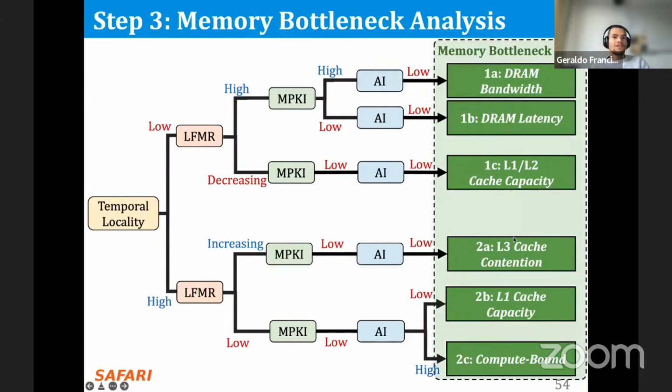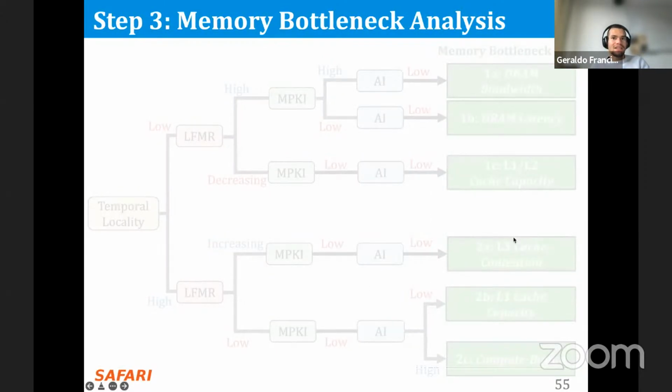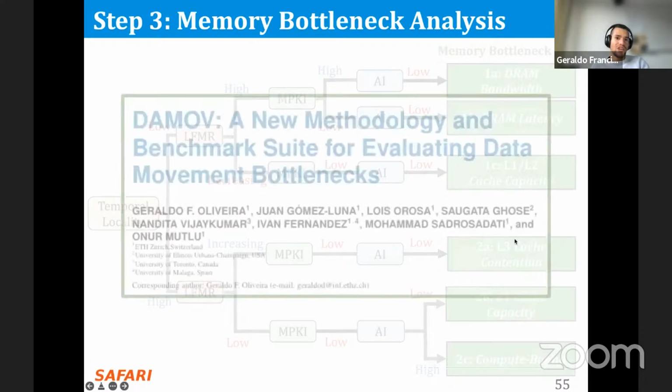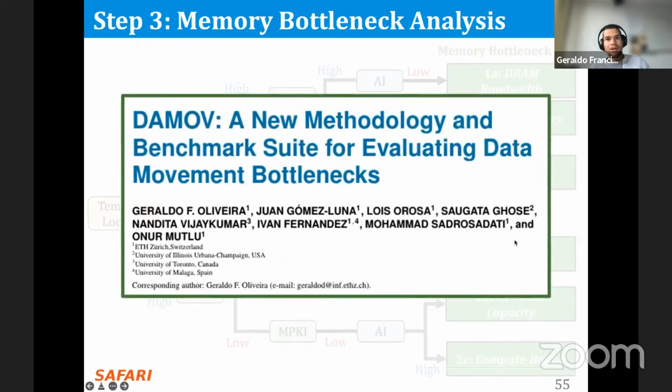To conclude, our scalability analysis leads us to 6 different classes of data movement bottlenecks that have been identified using 4 key metrics. We invite you to check our paper for a comprehensive discussion about the performance and energy scalability for each one of the memory bottleneck classes.